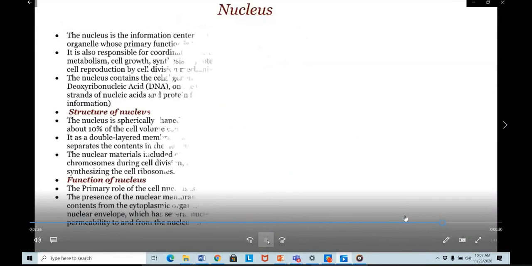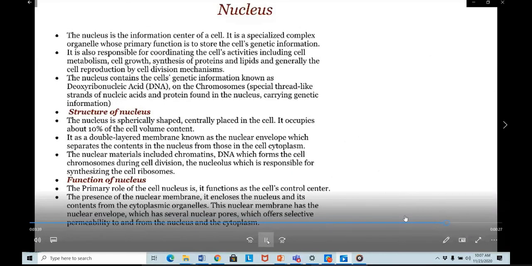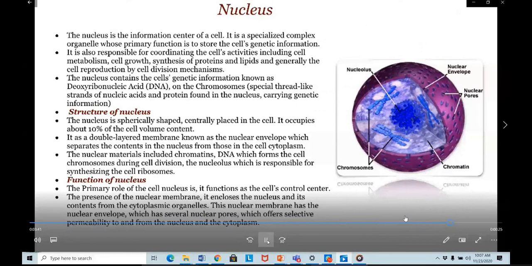Now, the last thing we'll be talking about is the nucleus. It is the information center of the cell. A specialized complex organelle, its primary function is to store the cell's genetic information. It has a nuclear membrane. It encloses the nucleus and the contents of the cytoplasm organelles.